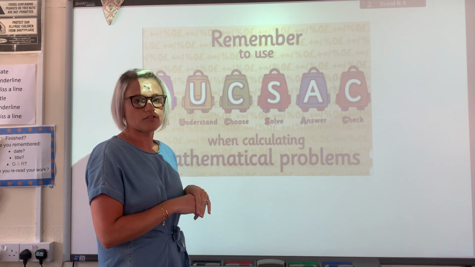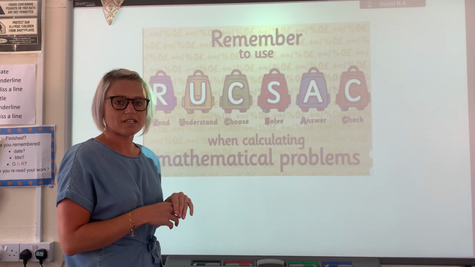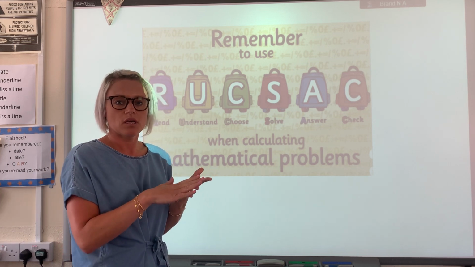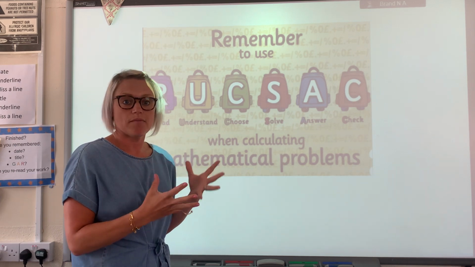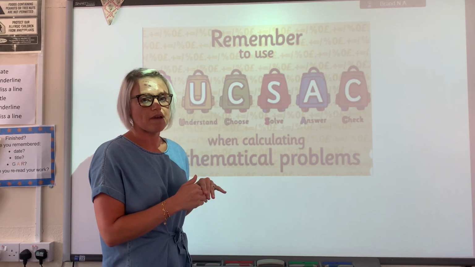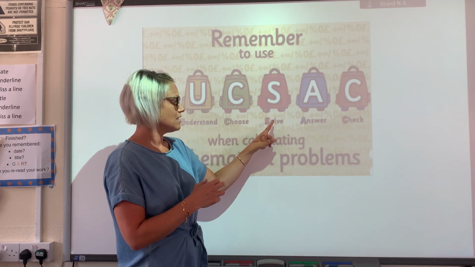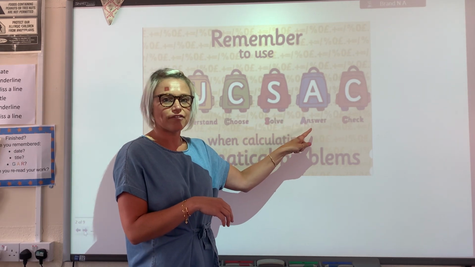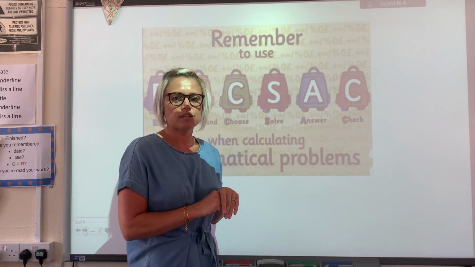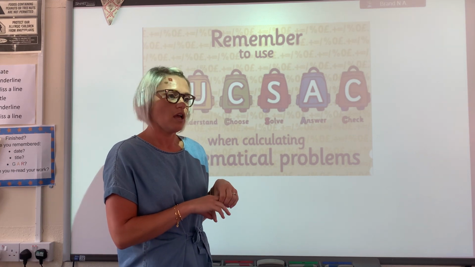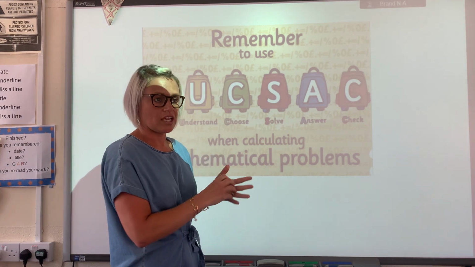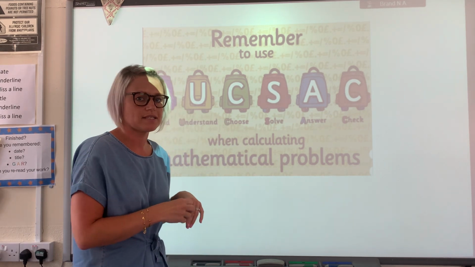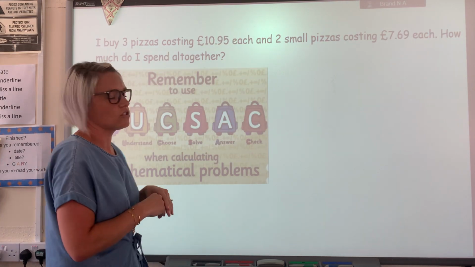The C stands for choose. So you're going to choose what calculation you're going to use, whether it might be addition, subtraction, multiplication, division. It might be a combination of those. You're going to choose which method you're going to use. S is for solve, so you're going to work out the answer. A, you'll get your answer. And then C, what we always want you to do is check. So look at your answer, check it through, check your calculations, then reread the question to make sure your answer makes sense. So let's have a look at some examples together.